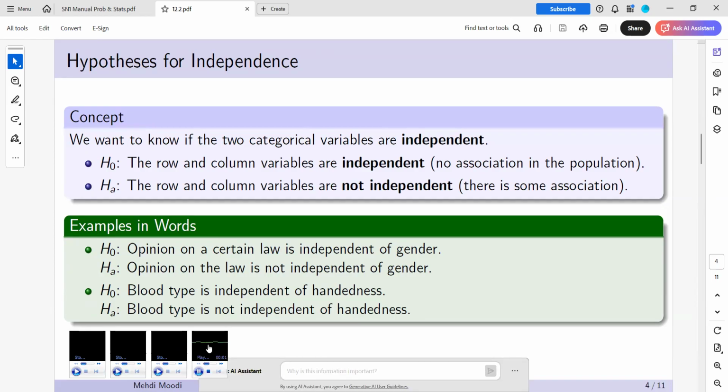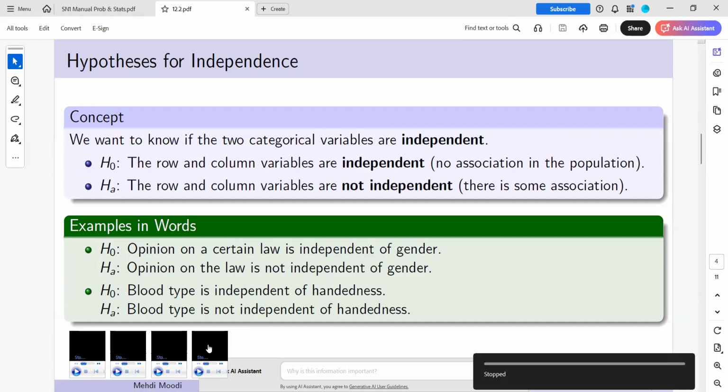Note that correlation is a similar idea of moving together, but it is a specific numerical measure for quantitative variables like height and weight. For categorical variables like gender and opinion, or blood type and handedness, we don't talk about correlation or lack of correlation, we just talk about association or independence.